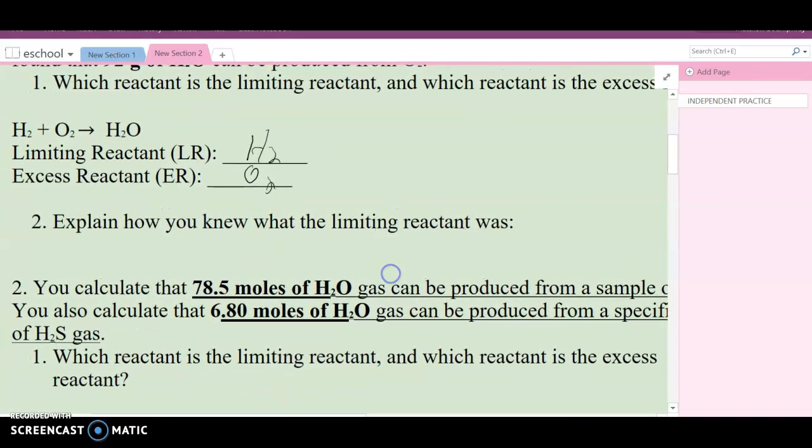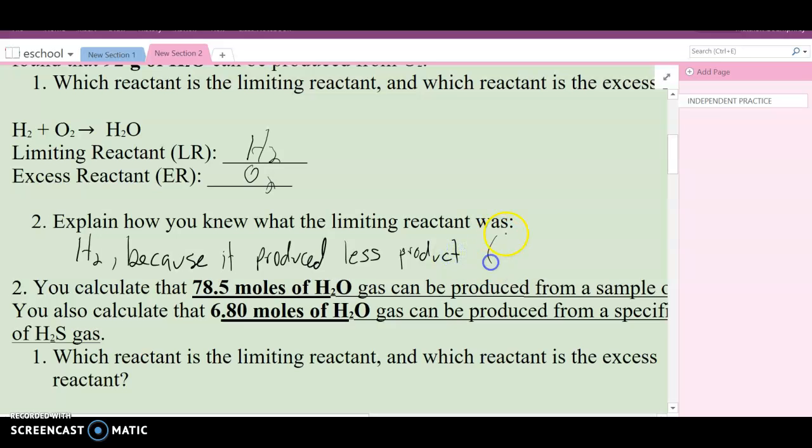Explain how I knew what the limiting reactant was. The limiting reactant is H2 because it produced less product. My product was H2O.